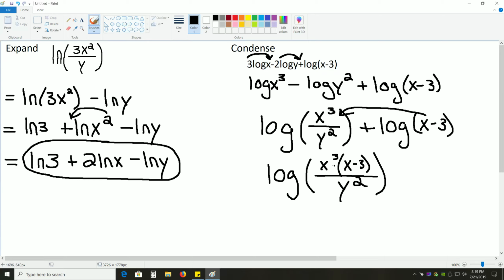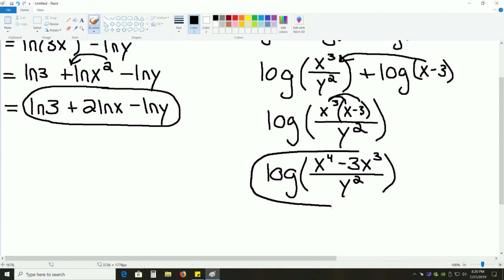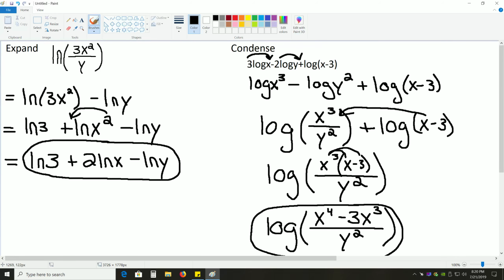And now from here we just want to simplify this with one more step by distributing this x cubed, which gives us log of x to the fourth minus 3x cubed all over y squared. And that is the completely condensed form of 3 log x minus 2 log y plus log of x minus 3.